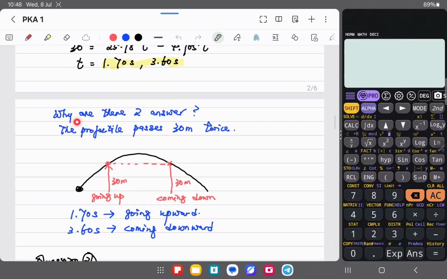Maybe you're wondering why there are two answers. It is because the projectile will pass the 30 meter point twice. The first time is while the object is going upwards, and another time is while the object is coming downwards. So at 1.7 seconds, the object will reach 30 meters as it goes up, and then at 3.6 seconds, it will reach 30 meters again as it comes downwards.